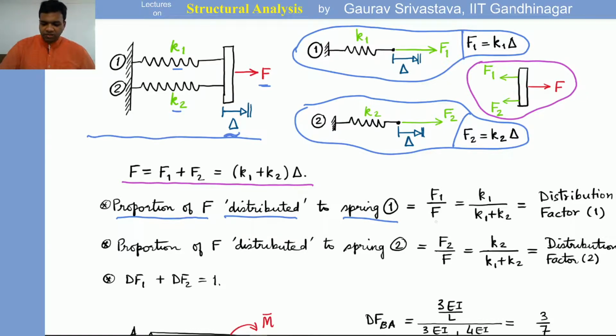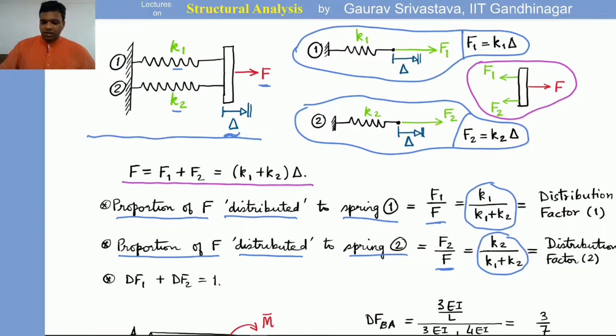Okay, so the proportion will be F1 by F, right? So force in spring 1 divided by the total force. So that comes out to K1 divided by K1 plus K2. Okay, similarly we can ask what is the proportion of F which is distributed or carried by spring 2, right? So that will be F2 by F, and that comes out to K2 divided by K1 plus K2.